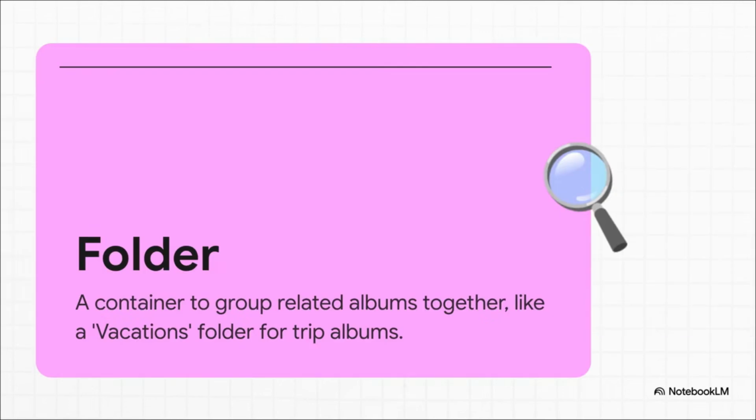And now for the secret weapon of photo organization, folders. Look, if albums are your files, then folders are your filing cabinet. You can make a vacations folder and then put your albums for Italy, Mexico, and Japan all inside it, or a projects folder for work. This is how you go from a long, messy list to a super clean, tidy library.